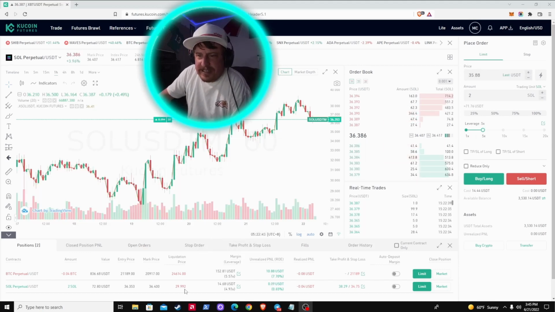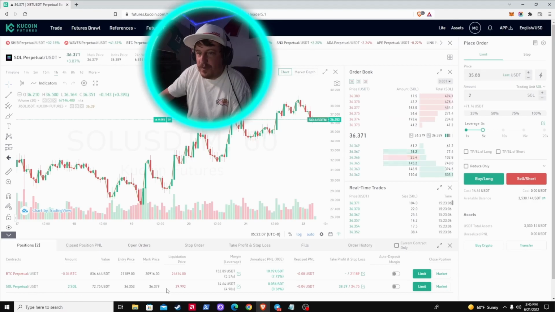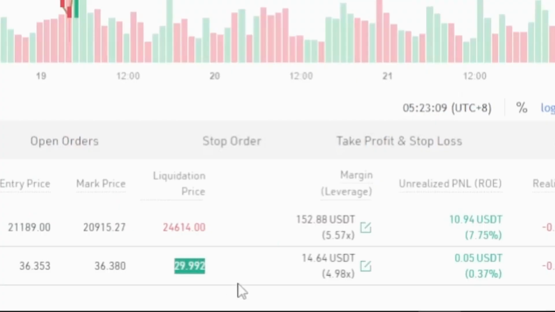But so basically, if the price of Bitcoin, in this case, I was shorting it, if it goes up 20%, that's where they're coming up with this number of 24,614. But you just need to keep an eye on that and realize that if you don't have a stop loss in place, and the price in this case pumps up to 24,614, I'm going to lose this entire amount here that I've put into this position. On the flip side of that, with this one down here, if the price of Solana drops to $29.99, right, then I would actually lose this entire $15 or $14.50 I put in there.